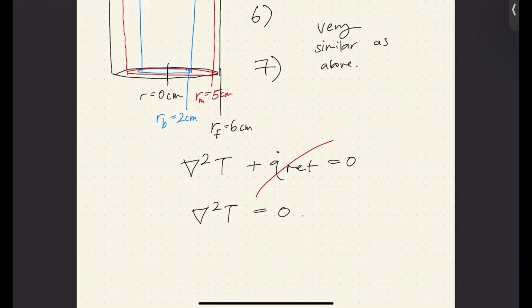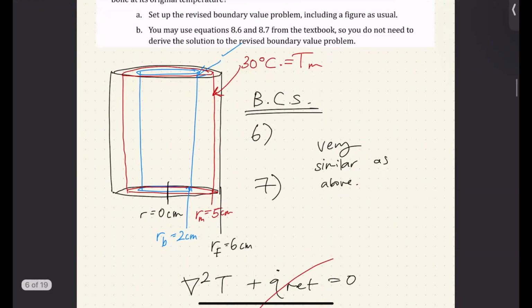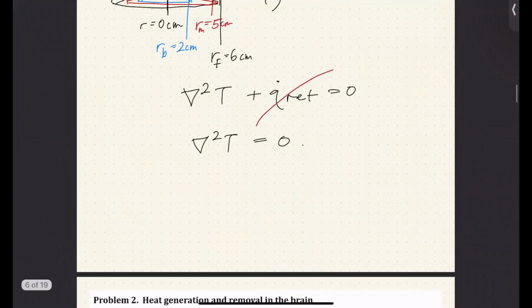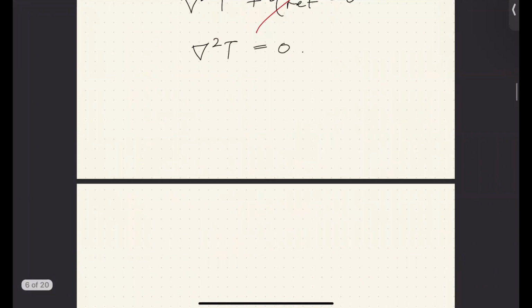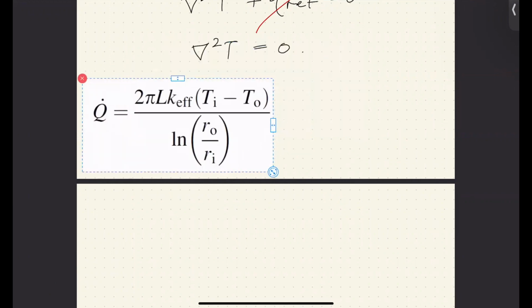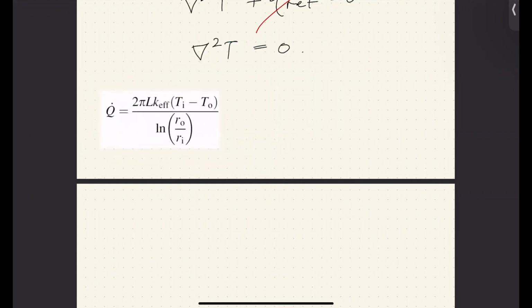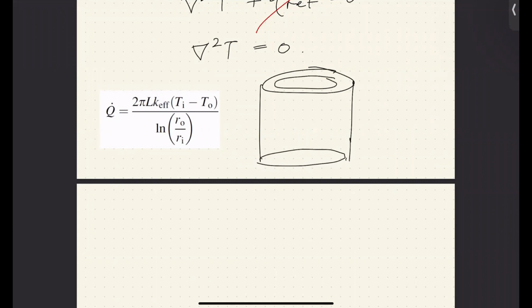So now, what is part B asking? It's saying now you can use equations 8.6 and 8.7. Well, you only need 8.6. And 8.6, sorry, I have some pictures now. So 8.6 is this equation, and it essentially is an equation to modify your question to include an annulus. So it's a modification for this kind of shape.